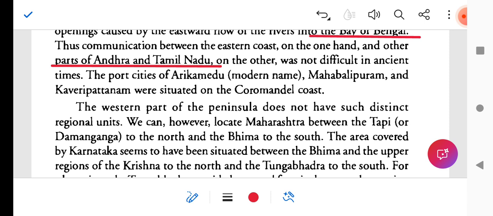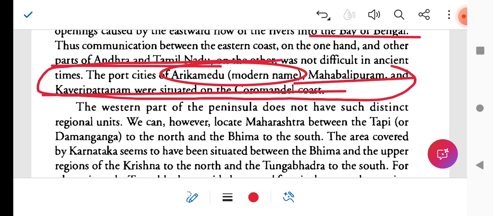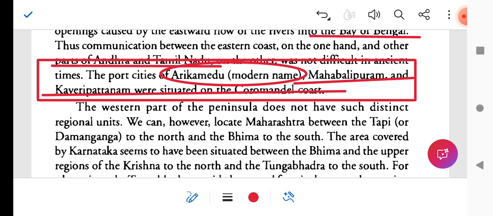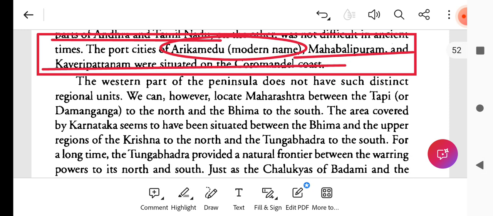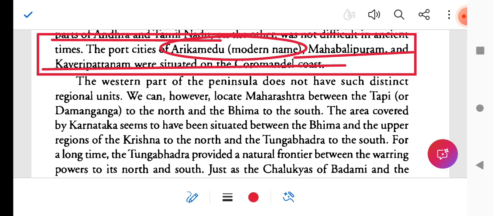The port cities of Arikamedu, Mahabalipuram and Kaviripatnam were situated on the Coromandel coast. So these are the important port cities of ancient times, most important for trade purposes. Okay, so Arikamedu is located in Tamil Nadu, Mahabalipuram is also in Tamil Nadu, and was the capital city of the Pallavas, and Kaviripatnam is located in Andhra Pradesh.